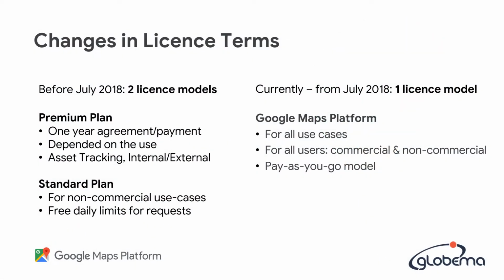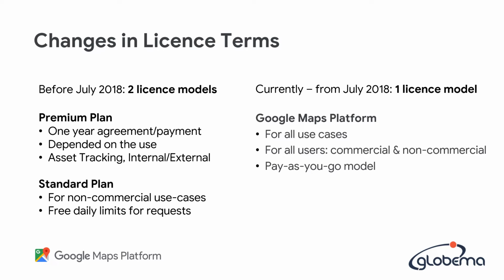Before Google Maps Platform was introduced in July 2018, there were two license models available. All Google Maps users were differentiated based on their individual use cases and then offered a corresponding plan. For instance, if you used Google Maps on a publicly accessible website, you could use the standard plan and benefit from free daily limits. However, if you used Google Maps in an internal application or in an application with paid login, you were offered the premium plan with prepaid limits and usage.